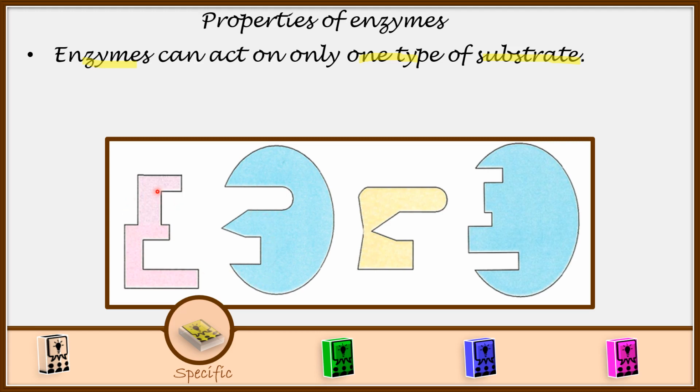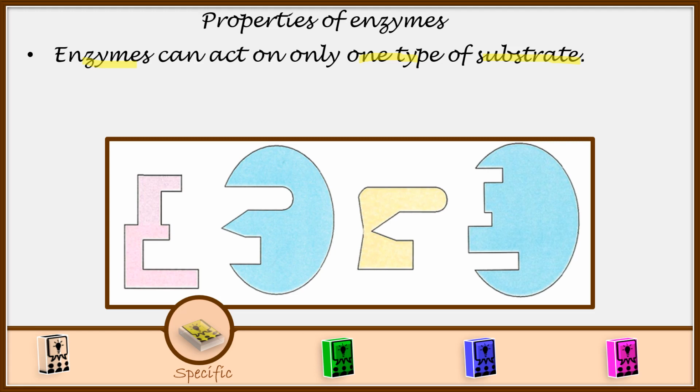But when you look at this substrate here, its shape cannot fit here. Therefore, this enzyme cannot work on this substrate. The same applies to this one. When you look at this shape here, this is the shape of the enzyme, and look at the shape of the substrate. This substrate cannot enter into this active site because it cannot fit there. Therefore, this enzyme cannot work on this substrate.